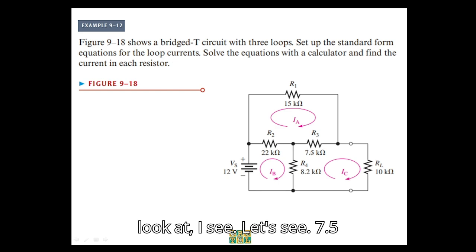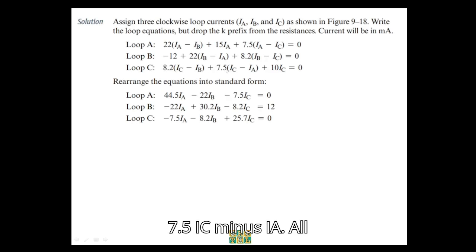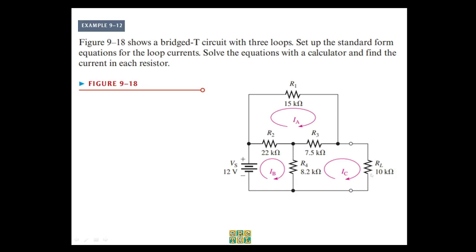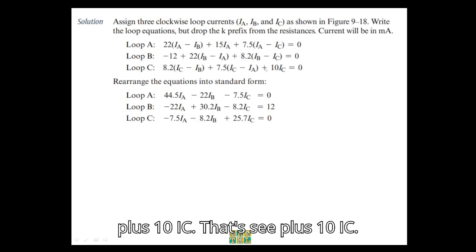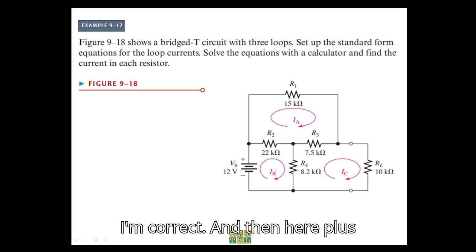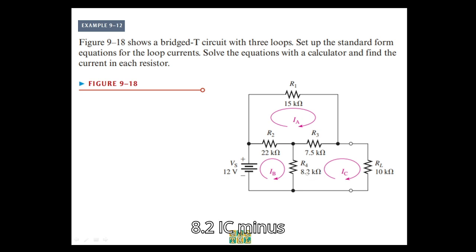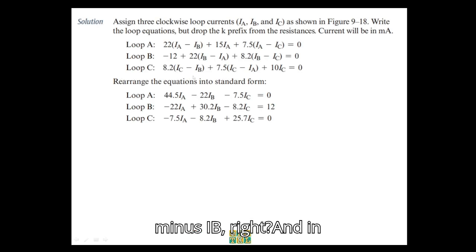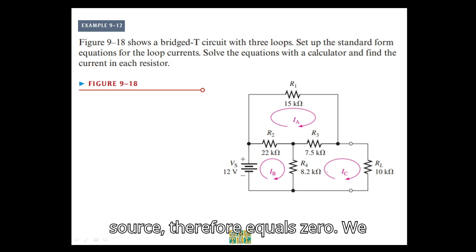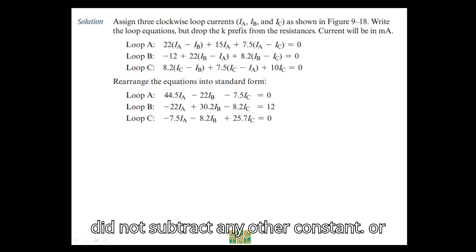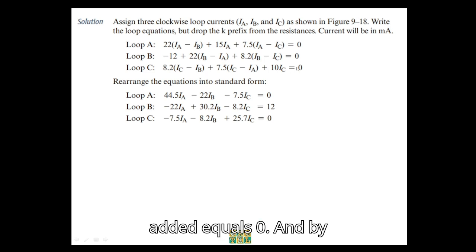Now, let's look at loop IC. 7.5 open parenthesis IC minus IA. Correct? Plus 10 IC. There's no other current here. So plus 10 IC. And then here, plus 8.2 open parenthesis IC minus IB. Right? And in this third loop, there is no voltage source. Therefore, equals 0. We did not subtract or add any other constant, so equals 0.